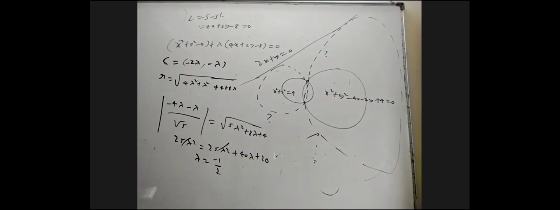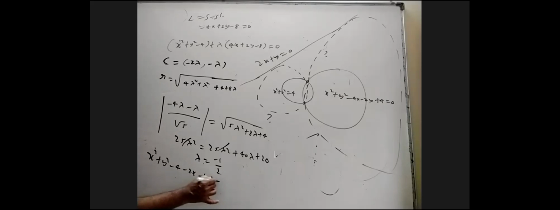So when you put lambda -1/2 back, you will get x square plus y square minus 4 minus 2x minus y plus 4 equal to 0. Minus 4 plus 4 cancel. x square plus y square minus 2x minus y equal to 0.